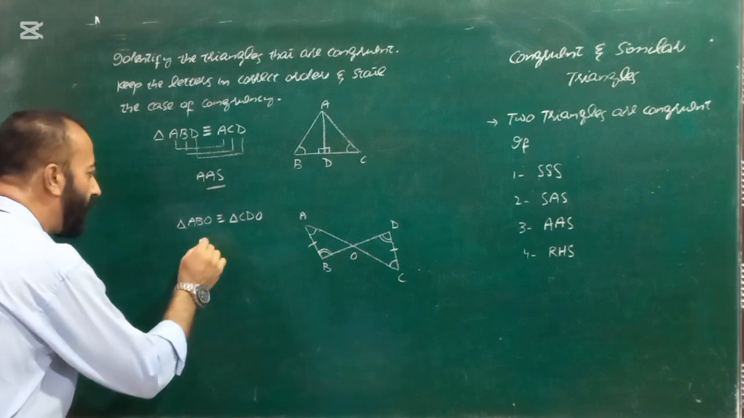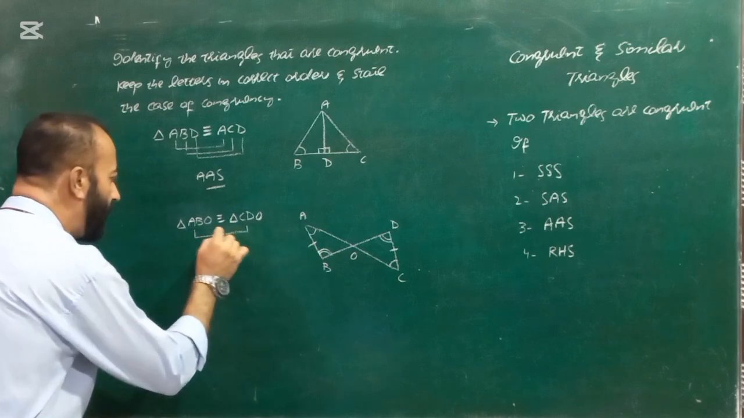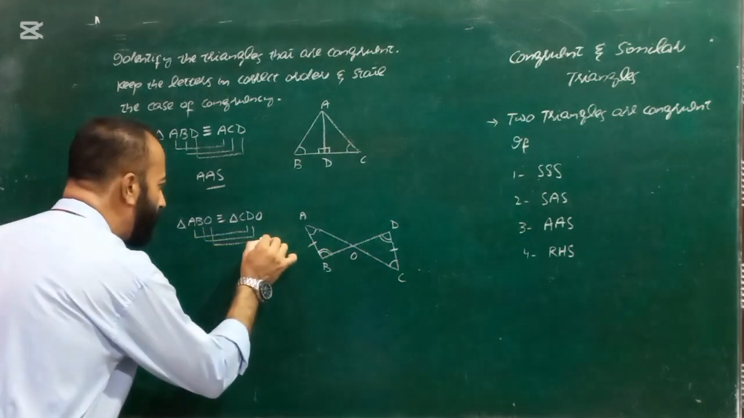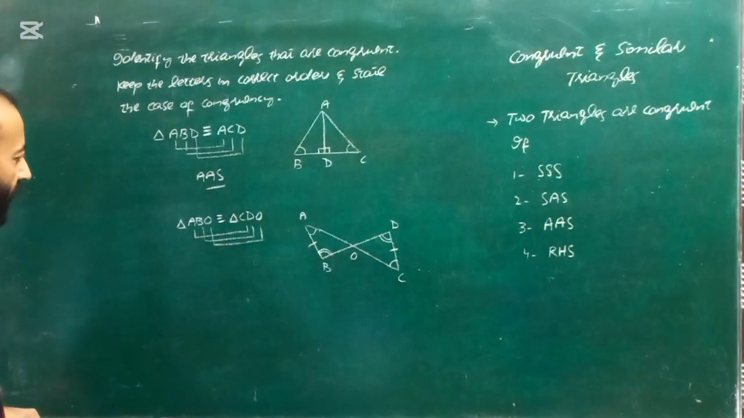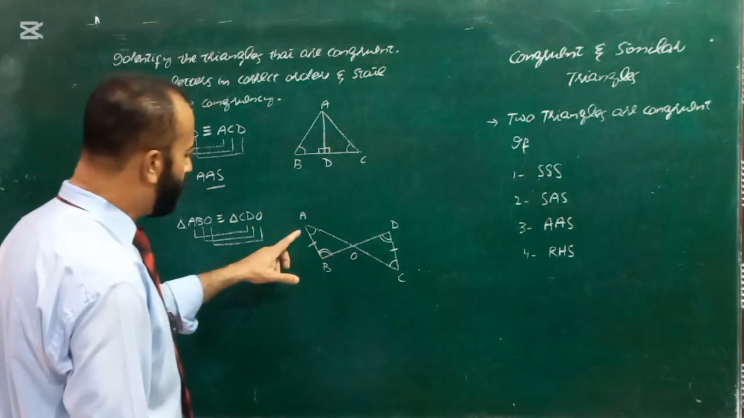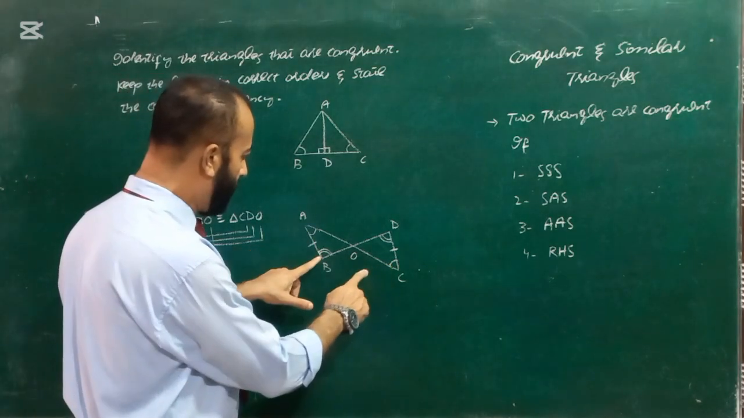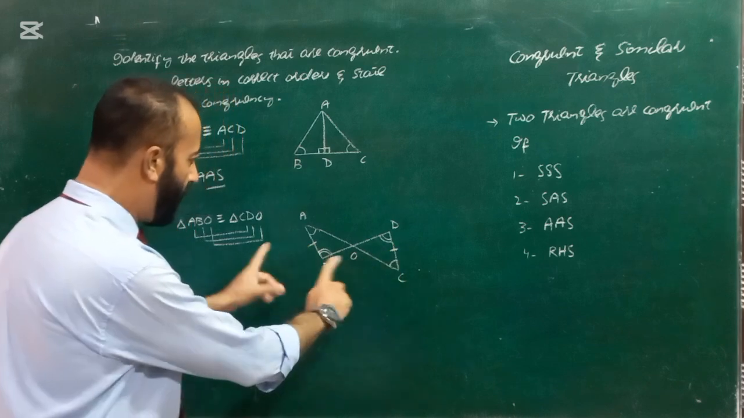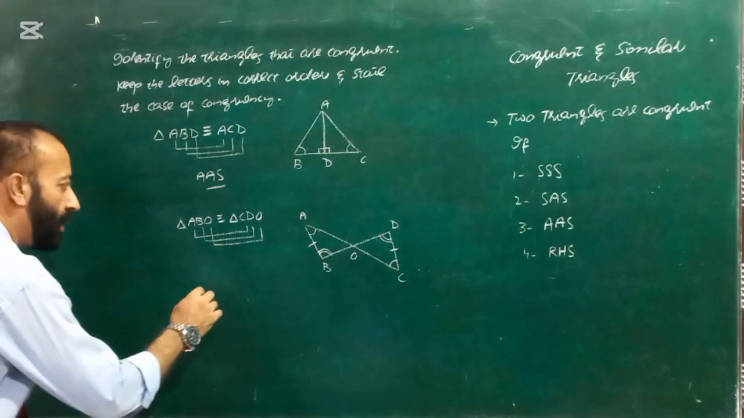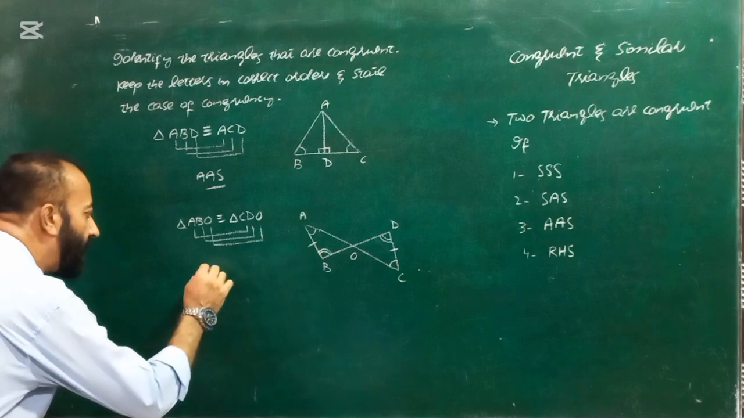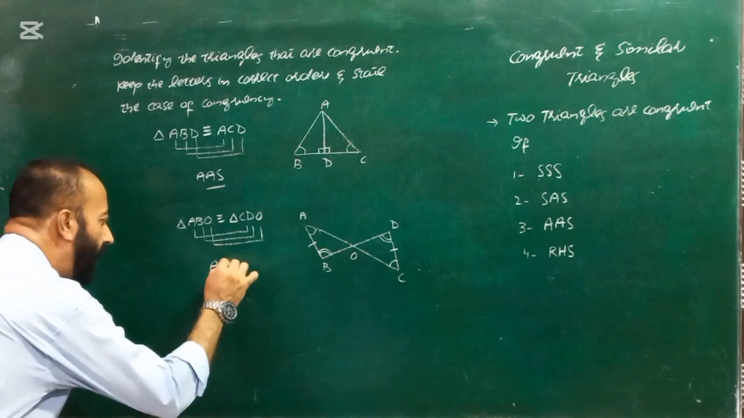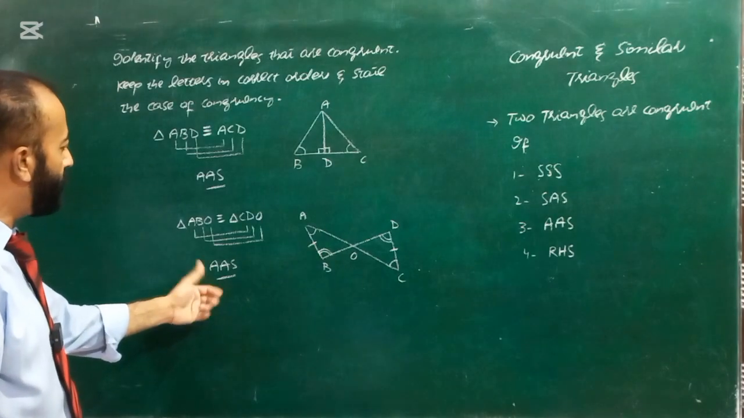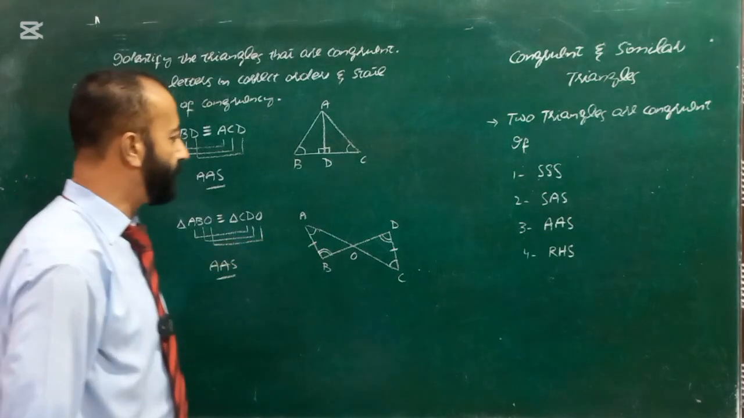So now A is corresponding to C, B is corresponding to D, and O is corresponding to O. Okay, from here you can see actually two angles. So single, single, double, double. So two angles and one side are same in both triangles. So two angles and one side stands for angle, angle, side. So this is the property which is applied to prove these two triangles congruent.